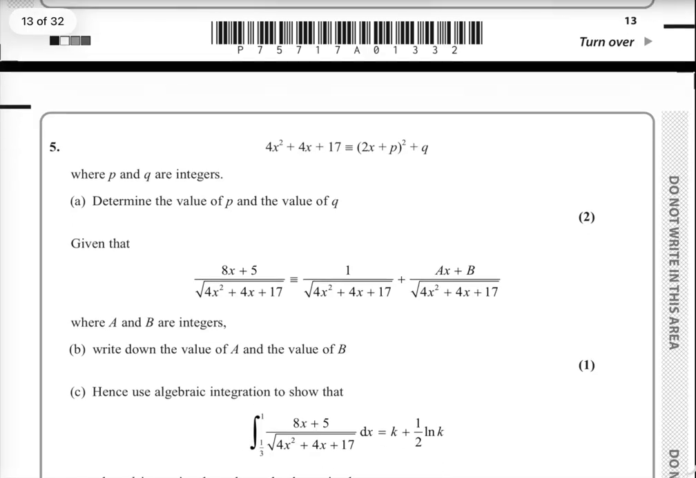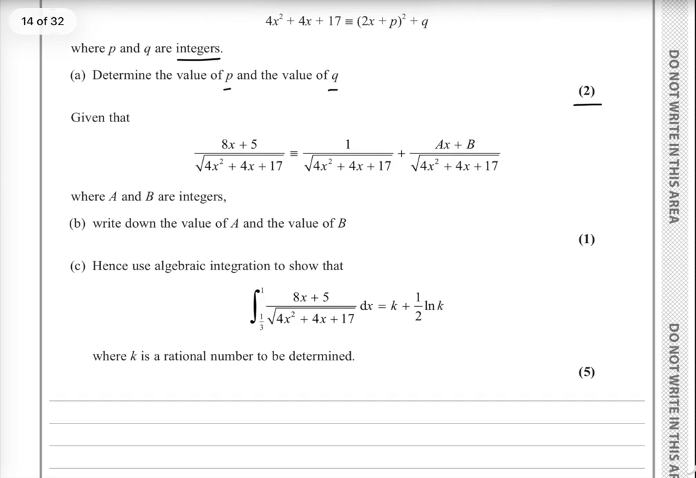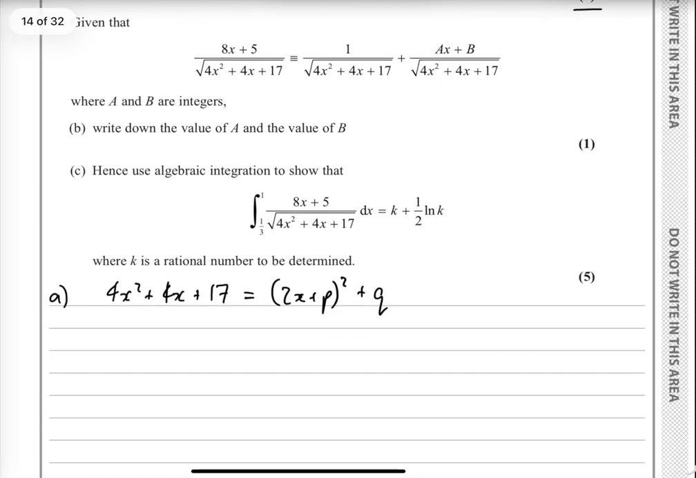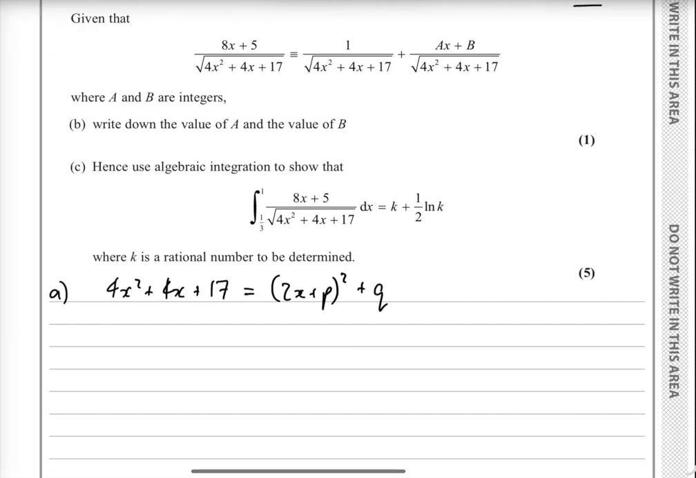On to the next question. Here we've been given an identity with a p and a q, where p and q are integers. Determine the value of p and the value of q for 2 marks, probably 1 for each. They're not expecting a lot of process here. So we've got 4x squared plus 4x plus 17 is equal to (2x plus p) squared plus q. Usually I would complete the square starting on the left, but because of that 2 in the brackets, which I wouldn't have if I were completing the square, I'm going to expand that instead.